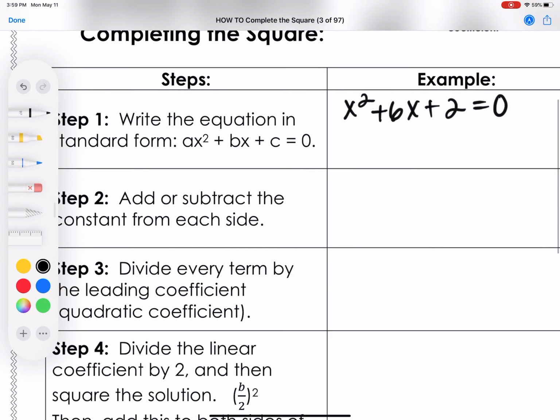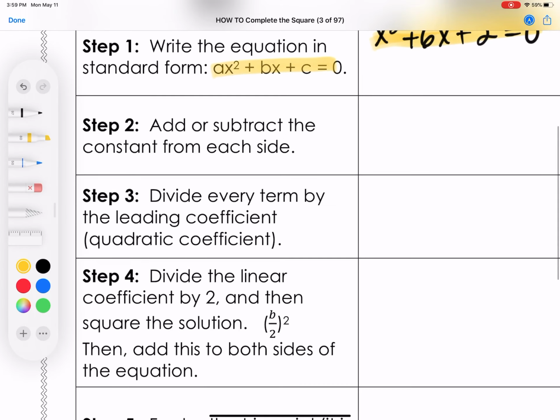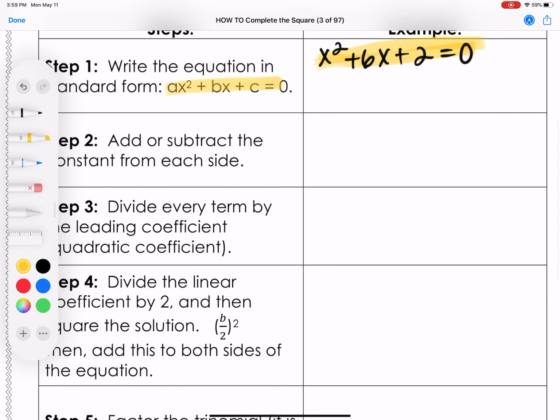The first thing you need to do is make sure your equation is in standard form, and it is. So it needs to be in the form ax squared plus bx plus c. Ours is in that form. You want to make sure that 0 is on the right-hand side. Next step to do is to add or subtract the constant from each side. So the constant is your c term. So what I'm going to do is I'm going to go ahead and move the 2 over to the other side. So I'm going to subtract 2 because it's positive right now. All right, so now I have x squared plus 6x equals negative 2. Okay, I'm going to leave a blank here and you'll see why.